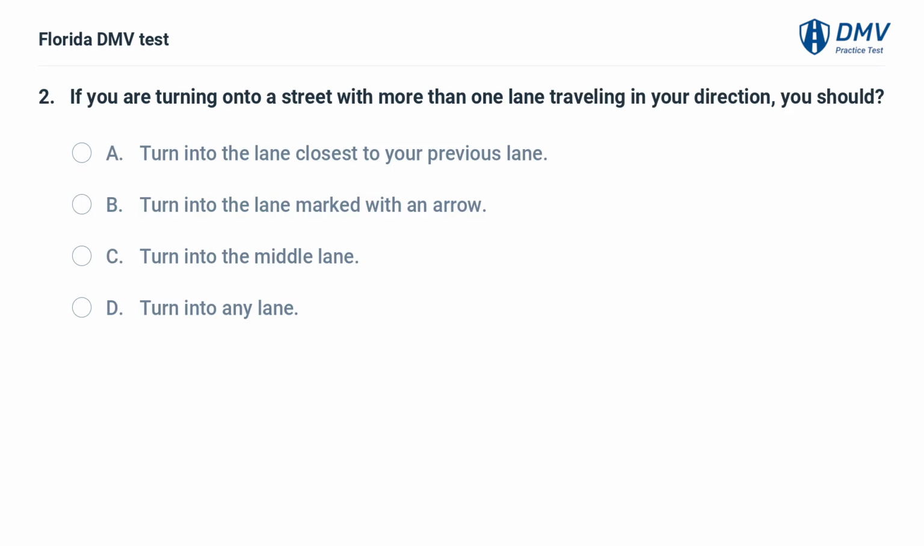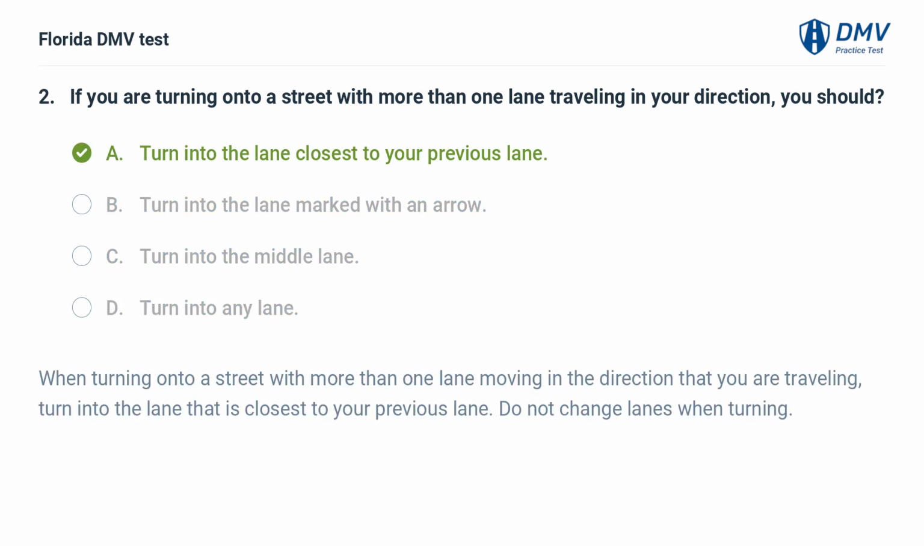If you are turning onto a street with more than one lane traveling in your direction, you should A. Turn into the lane closest to your previous lane. B. Turn into the lane marked with an arrow. C. Turn into the middle lane. D. Turn into any lane. A. Turn into the lane closest to your previous lane. When turning onto a street with more than one lane moving in the direction that you are traveling, turn into the lane that is closest to your previous lane. Do not change lanes when turning.